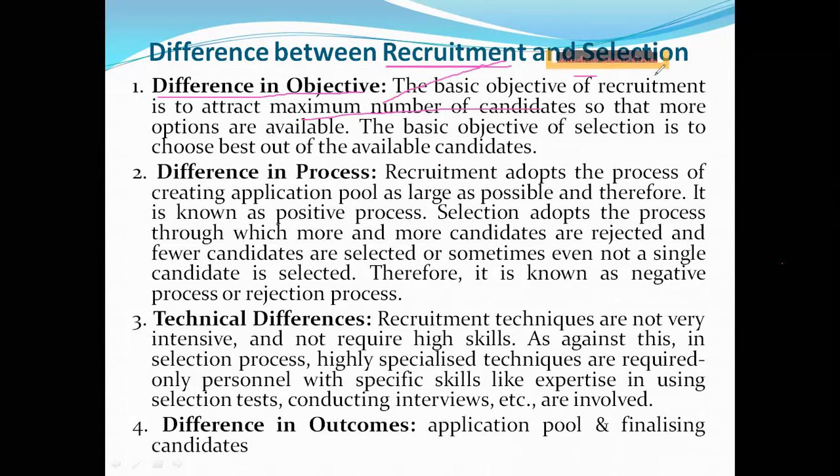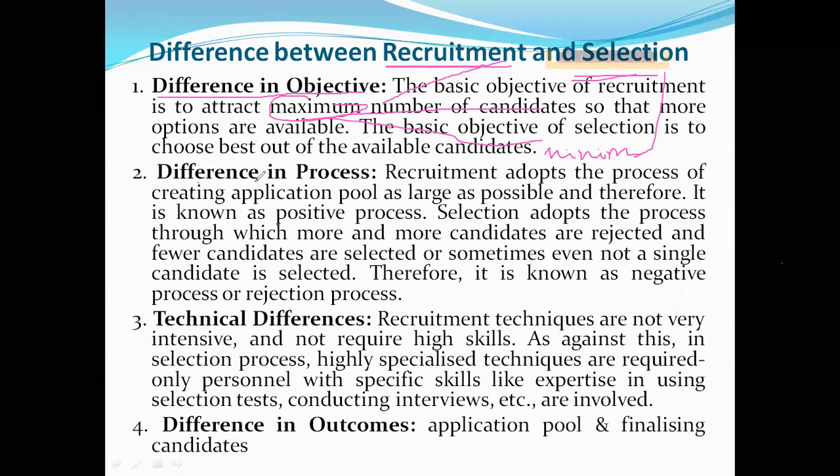But in selection, out of the maximum number of candidates, you are going to minimize them. In my example, I mentioned at the beginning, 100 vacancies are there. You want more and more applications so that you can choose the best from the applications. So you want the maximum number in recruitment, but coming to selection, you choose only the minimum number that is required by the organization.